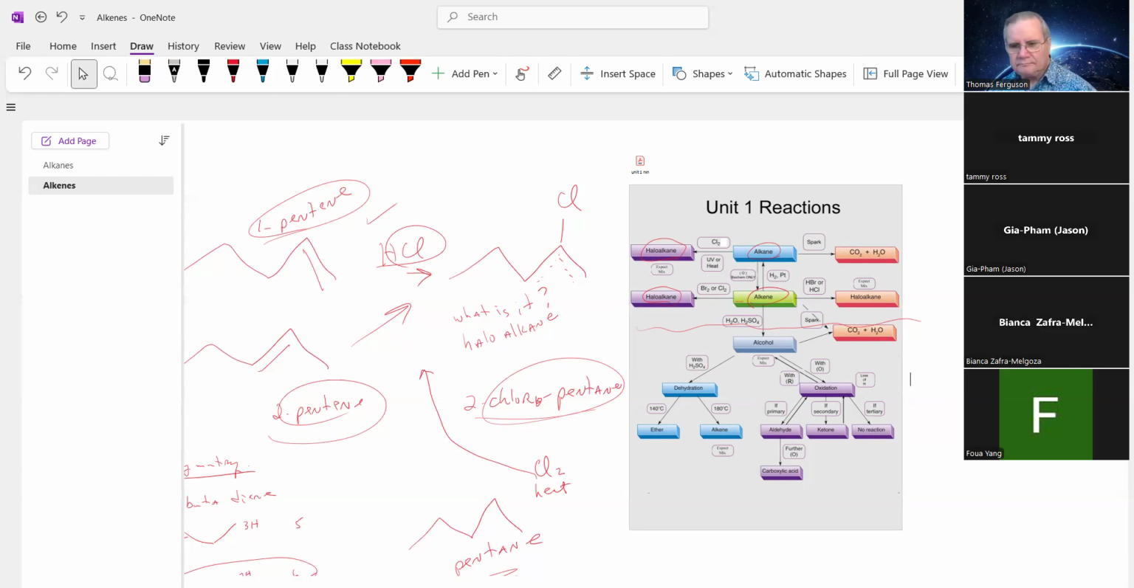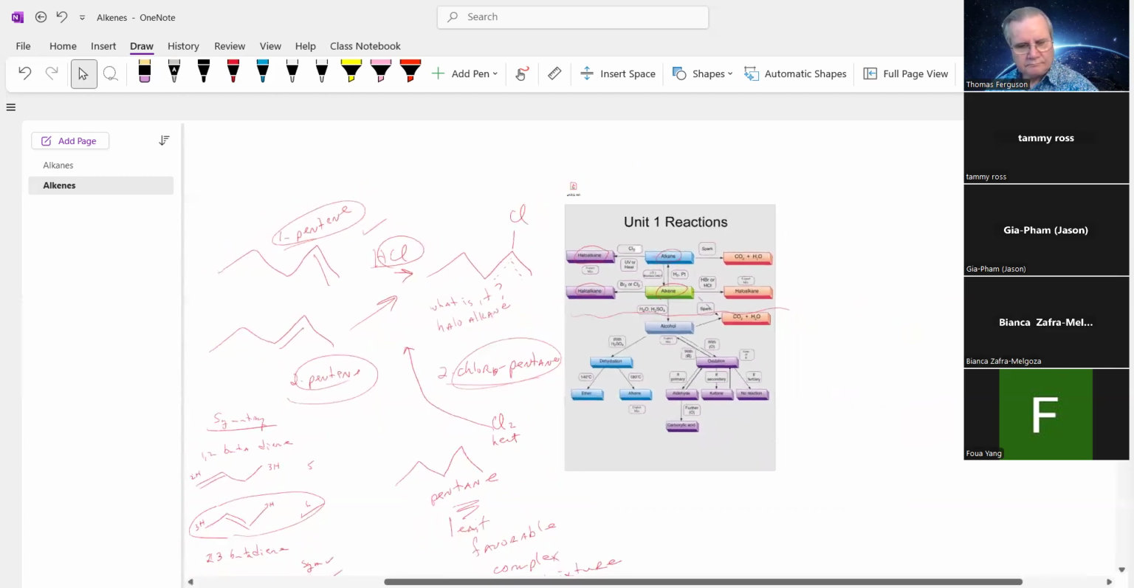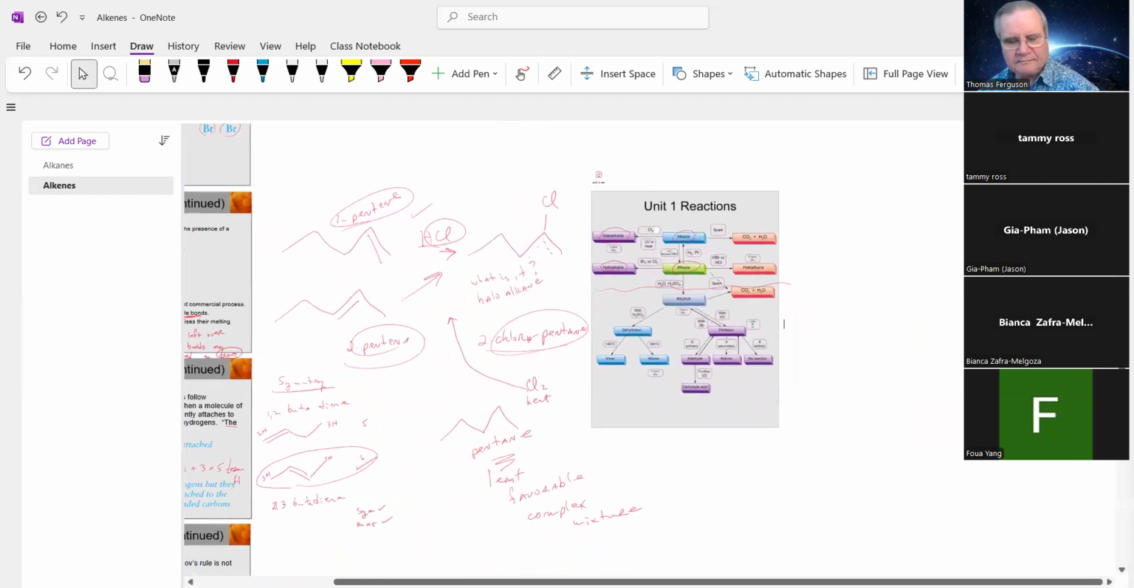Will you move the screen downward so I can finish copying? That better? Yes.